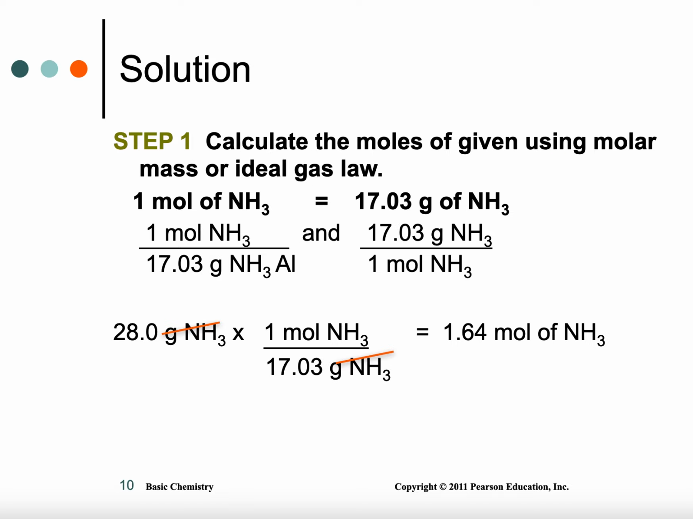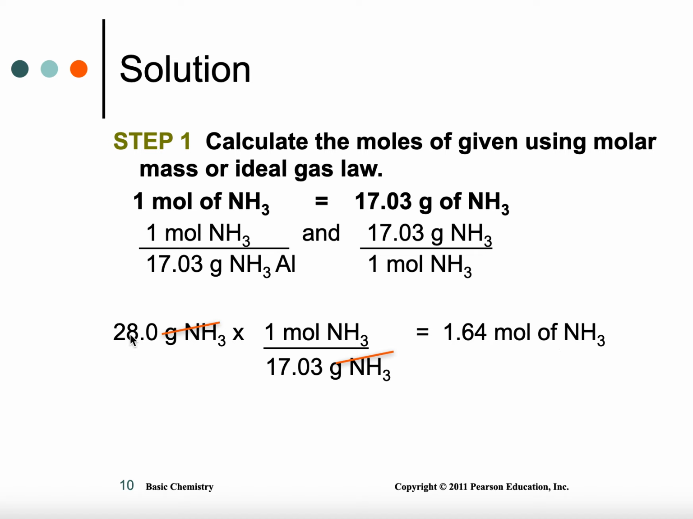So that's the first thing I'm going to do. I need to find out however many moles this is. So 17.03 was these added together. So in 1 mole there's 17.03. I want to get rid of grams. So I'm going to put 17.03 on the bottom. And when I do this, I'll find out however many moles of that is.